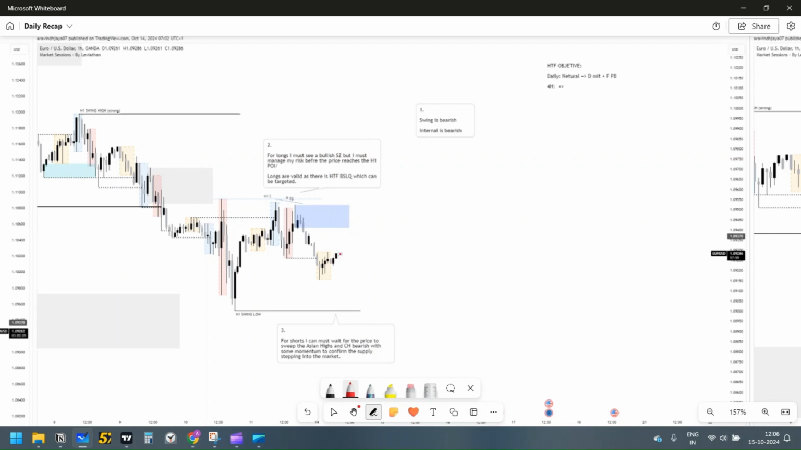So for shorts, I must see the price go up, make some bearish CHoCH, and then I can follow this. From this resting POI, I can look for shorts to target the weak swing low. So that's an option. So let's see what happened on this day.